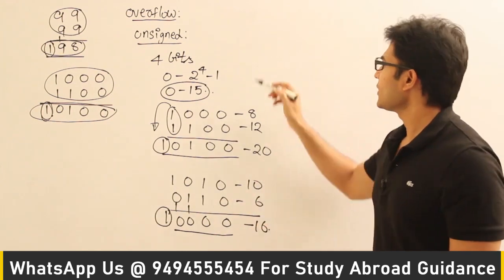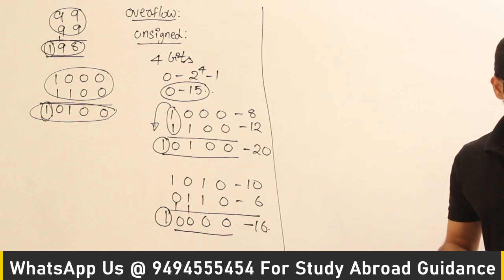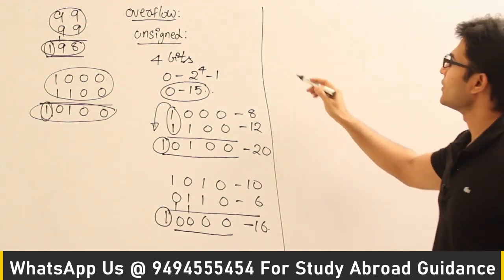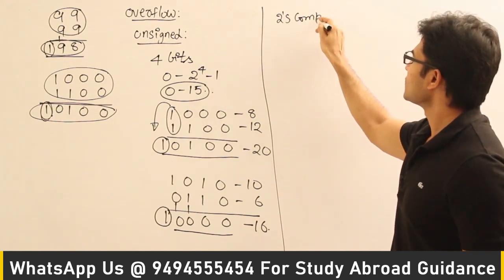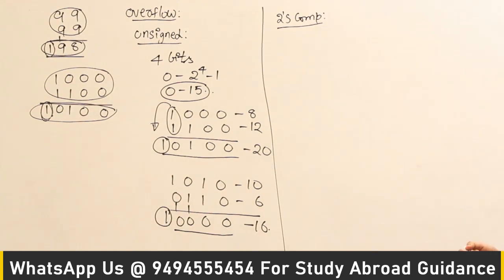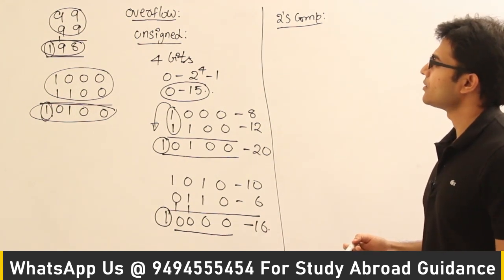Now let's see what happens in case of signed numbers. Signed numbers means we represent both positive numbers and negative numbers. Let's go to 2's complement and work on that. In case this happens to be the 2's complement number system, let's see what these numbers represent. In the 2's complement number system, what is the maximum 4-digit number we can represent?